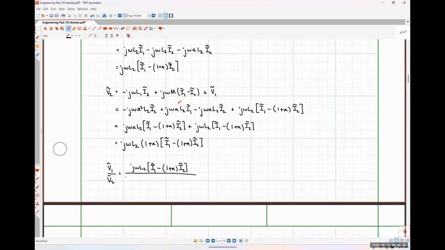all divided by j omega L2 times 1 plus A times I1 minus 1 plus A I2, like so. And the j omega L2 cancels the j omega L2, the 1 minus A plus that bit cancels this bit, and I'm just left with 1 over 1 plus A. I actually want to expand this out a little bit.